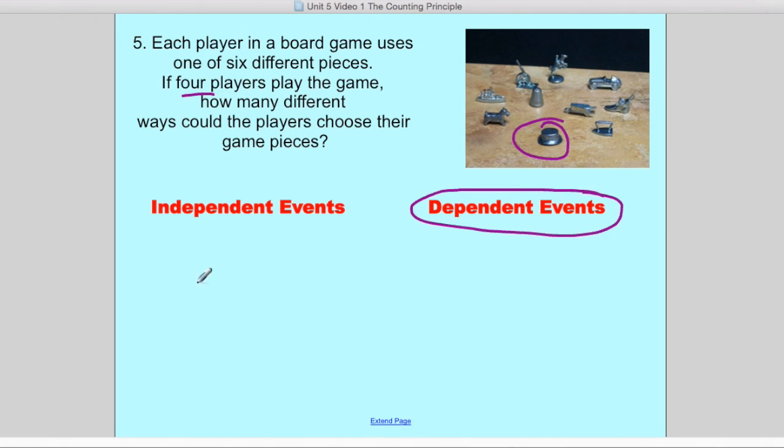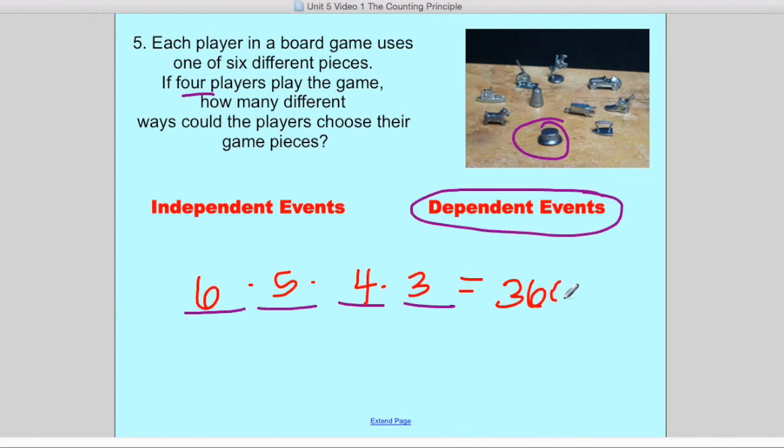So there are 4 people playing, so 1, 2, 3, 4. The first person that picks, how many choices do they have? They have 6 choices. Now that that person has selected theirs, the next person only has 5 to choose from, and then 4, and then 3. So 6 times 5 times 4 times 3 gives us 360 different ways for those game pieces to be selected.